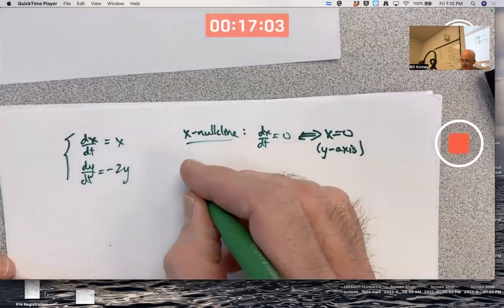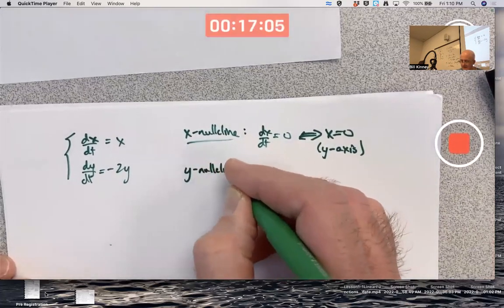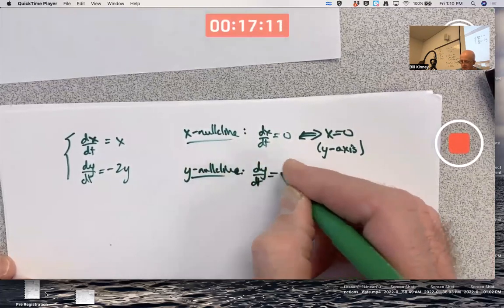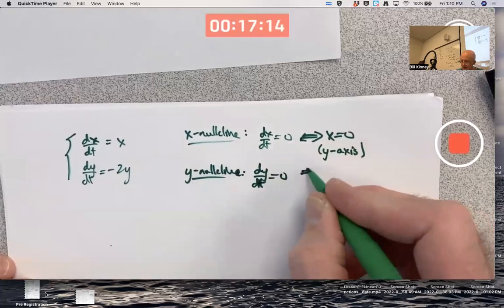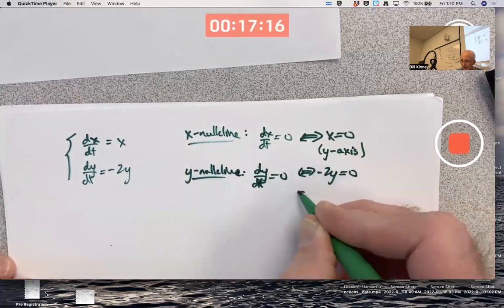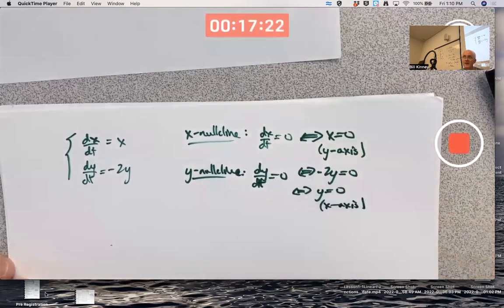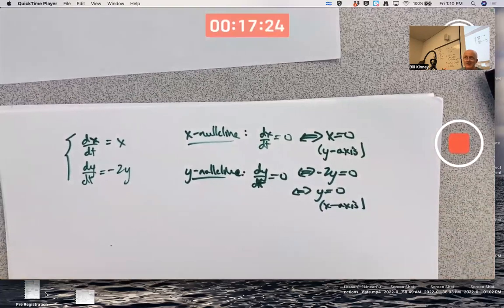And likewise, the y nullcline is the horizontal axis. In general, that's where dy/dt is 0, which in this case is equivalent to negative 2y equals 0. In other words, y itself equals 0, which is the x-axis. There, the vector field has vectors that point horizontal. Their second component is 0. They're either pointing to the right or to the left. And since the x-axis itself is already horizontal, solutions have to be on that. They don't cross it. They're straight line solutions.